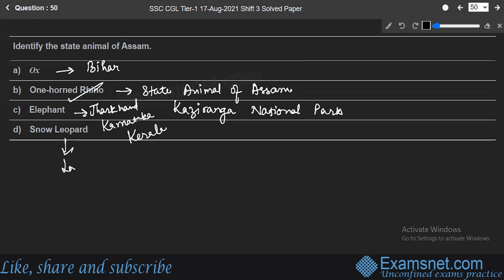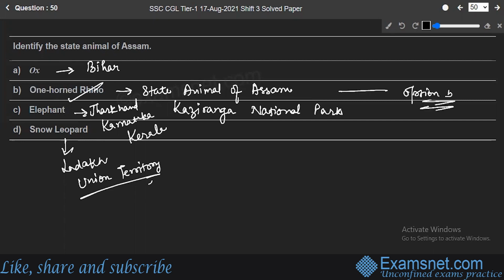Snow leopard is the official animal of Ladakh Union Territory. So our answer to the question is option B. Hope you are clear with this.